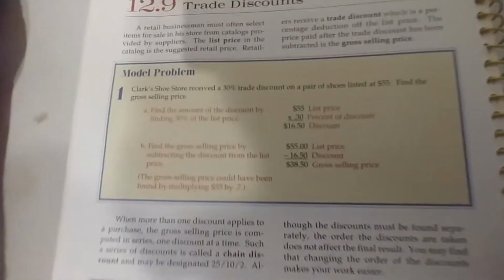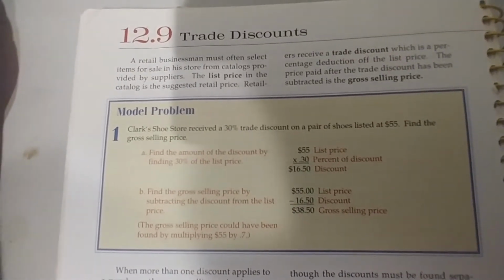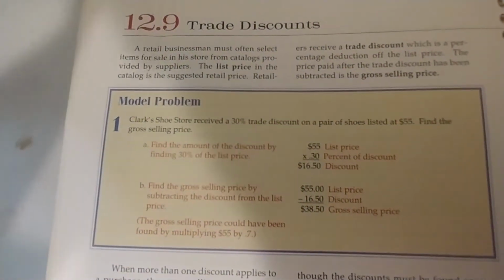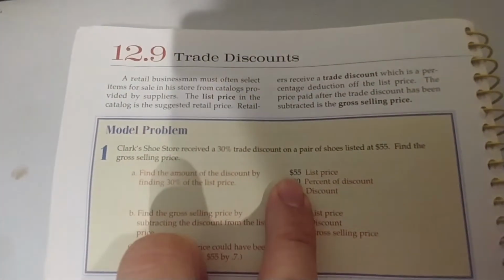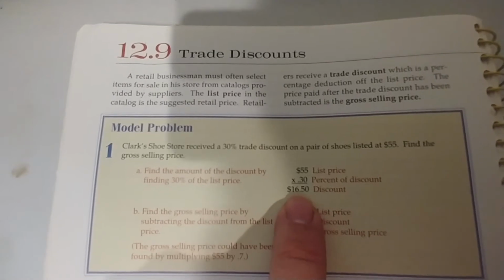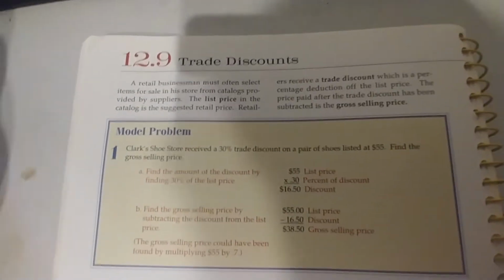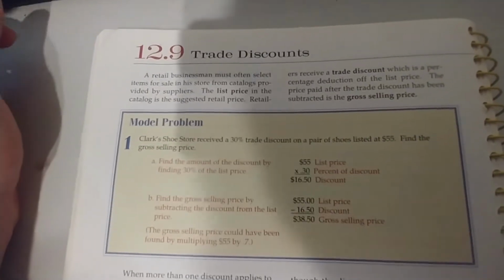So for instance, here we have a shoe store that receives a 30% trade discount on a pair of shoes listed for $55. So $55 is what the shoe sells for at the store. They get 30% off, which is $16.50. So 55 minus $16.50, they pay $38.50 for the shoe.